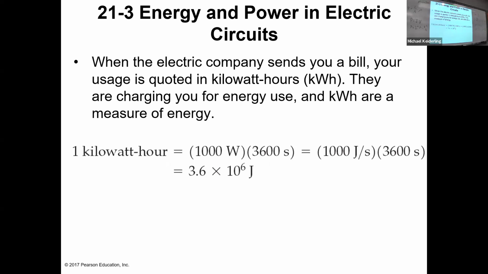And a kilowatt hour is a unit of energy. Much like for batteries, we have a unit of charge, which is amp hours or milliamp hours. For electricity, we have a unit of energy, which is kilowatt hours. 1 kilowatt hour is a kilowatt, 1,000 watts, times an hour, 3,600 seconds. So that is 3.6 times 10 to the 6 joules, or 3.6 megajoules. So a kilowatt hour is 3.6 million joules.